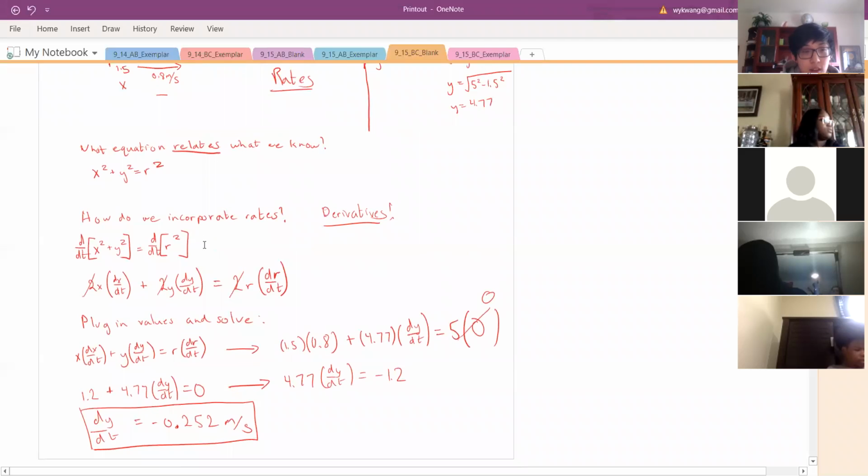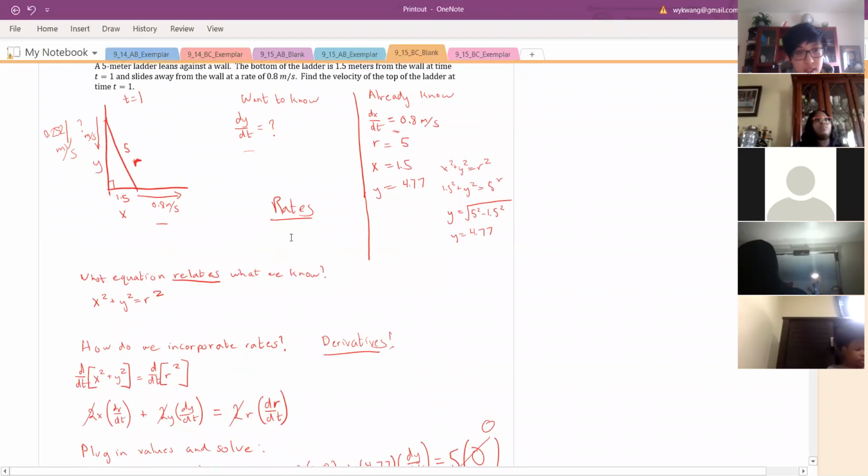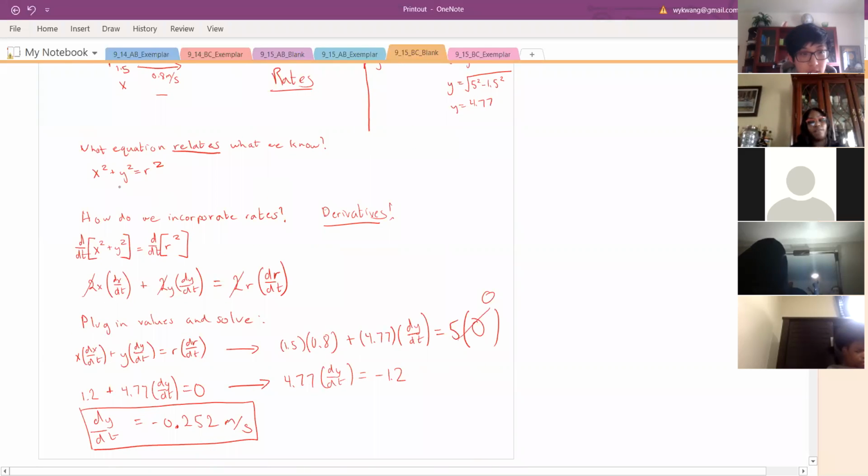And the steps we took, it looks like it's a lot of work, but really it's not that difficult in the sense we just figure out what we already know, what we want to know, and then we find our one equation of interest. Now this is the key equation, and identifying this equation is very important. In every problem, the equation is going to be different.